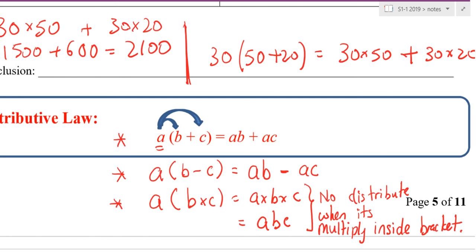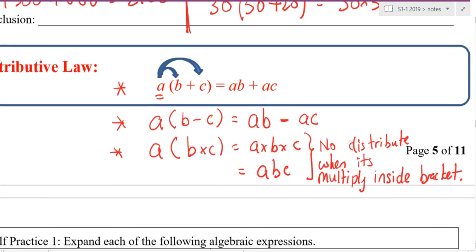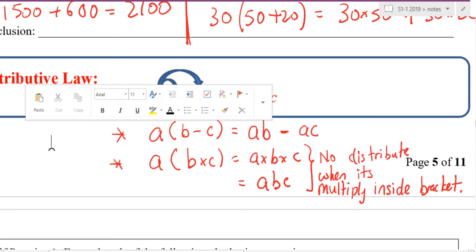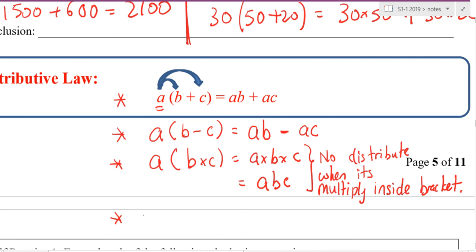Let me try to explain again what it means. For divide, you also don't distribute. Can I show you the example later? Divide you will see a lot, but not in set 1 yet. But just for completeness, what happens when I have A times B over C?